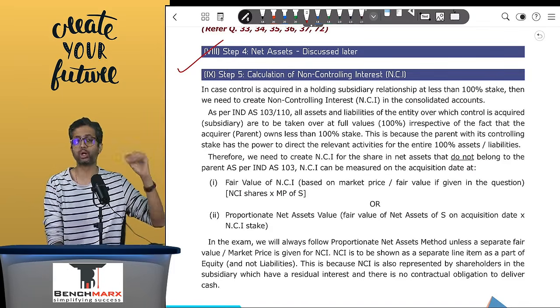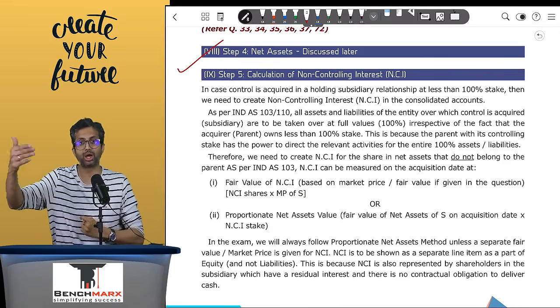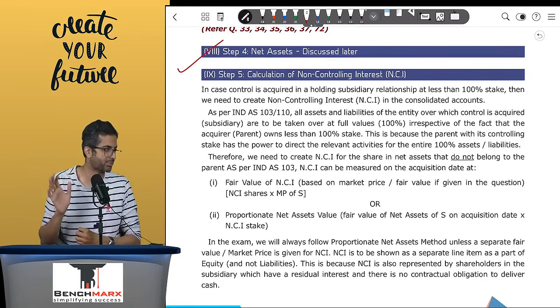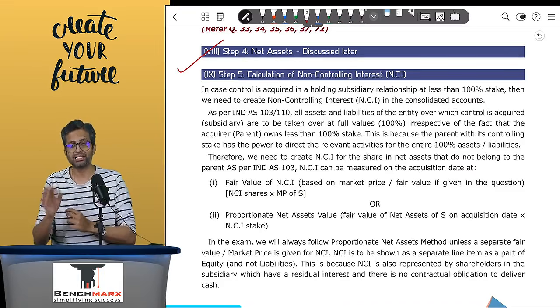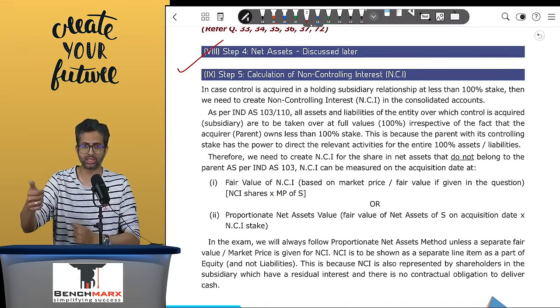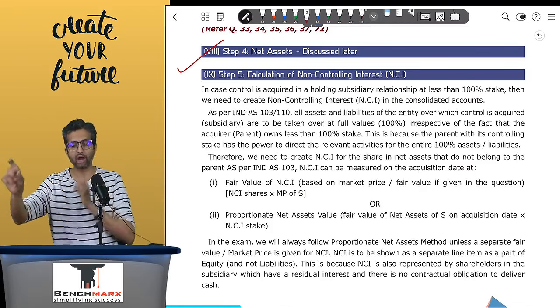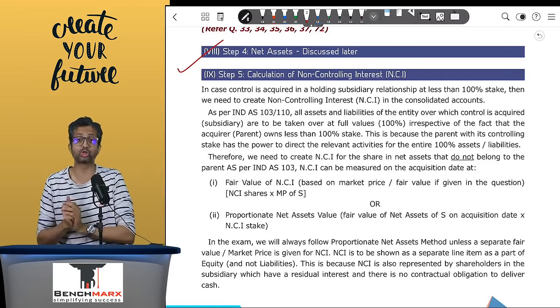Why is it created? Well, it is created at the stage of a holding subsidiary relationship, because a parent might acquire an 80% stake in a subsidiary, and by virtue of that 80% stake, the parent can control the subsidiary. Because it is controlling, it will take over all assets and liabilities, but these will be taken over 100%, while you own only 80%, and hence out of this 100% of assets, we attribute 20% to a non-controlling interest shareholder. This is called NCI.